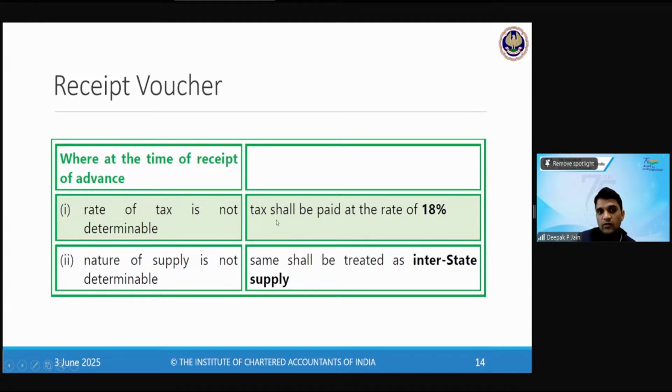Then what will be the standard rate? Tax will be paid at the rate of 18%. And what is the nature of supply? You're not very sure if it is interstate or intrastate. In that case, by default, you will charge interstate supply, so you will charge IGST. So the standard rate will be 18%, and the standard nature of transaction will be an interstate supply.